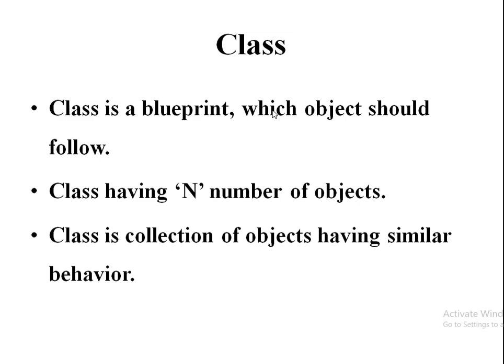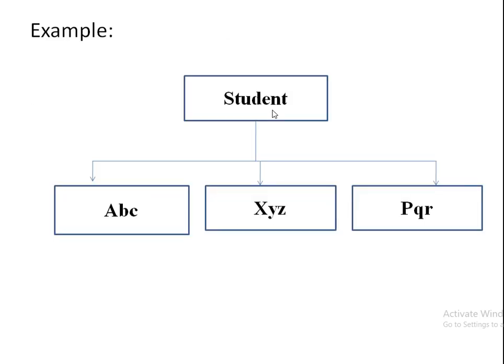A class has objects which have similar behavior. Here the best example is student. Student is a class. Here I divided the objects into three types. ABC is also a student, XYZ is also a student, and PQR is also a student. These three objects belong to the student class.